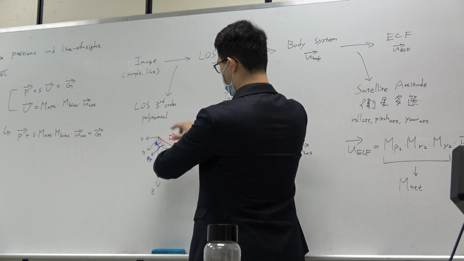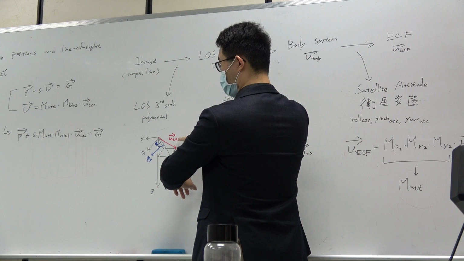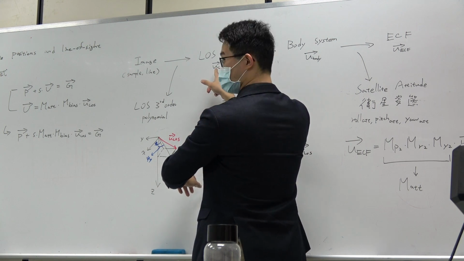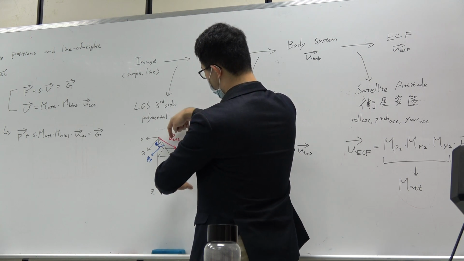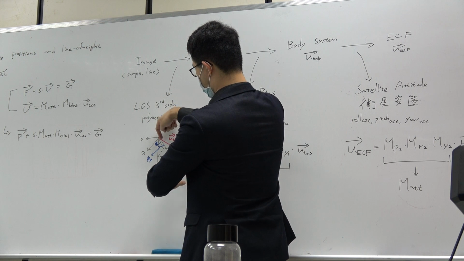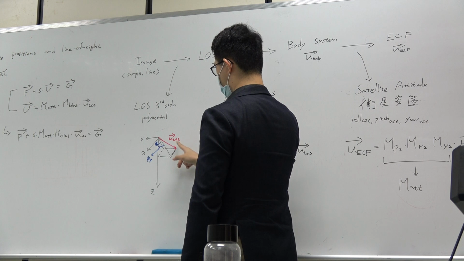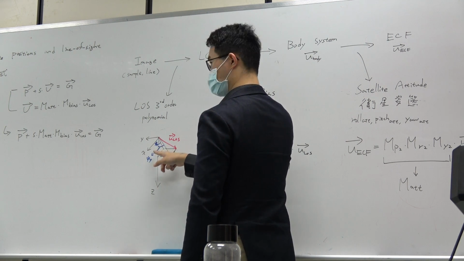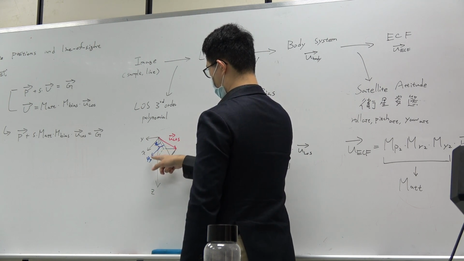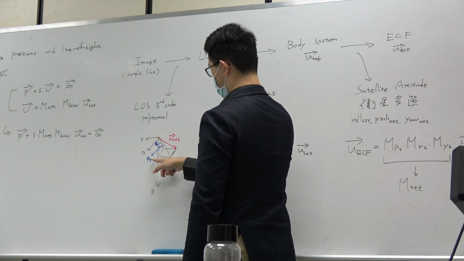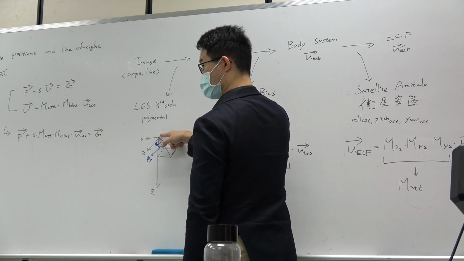So we call it ULOS. LOS means line of sight. So the answer, what you want is this. And this can be described with these two components, psi x and psi y.